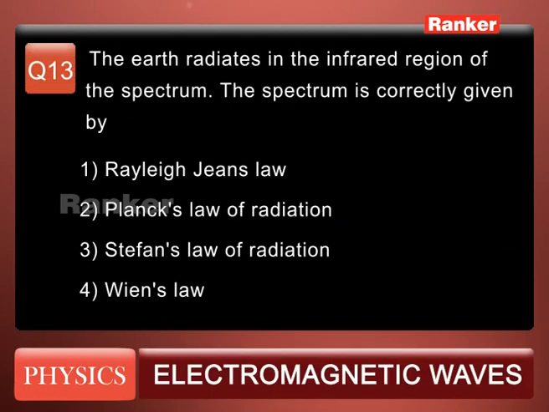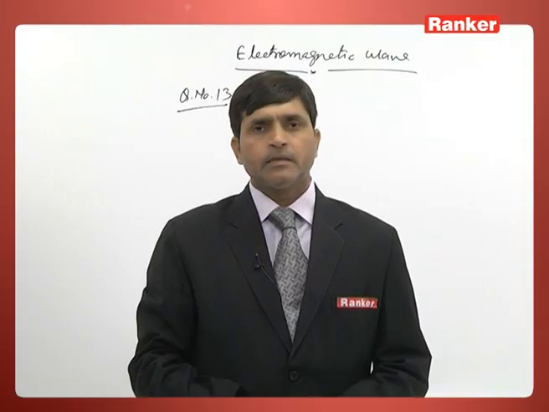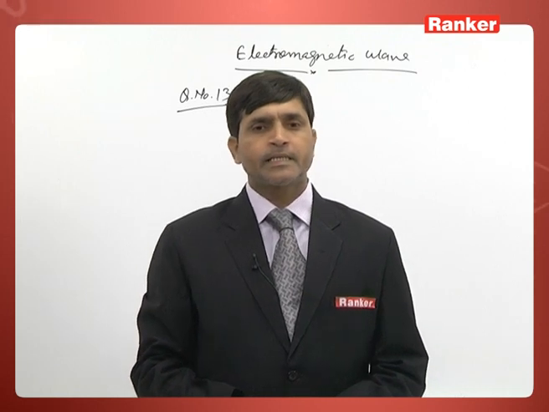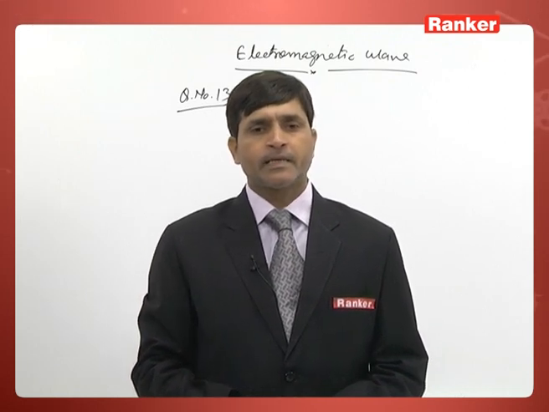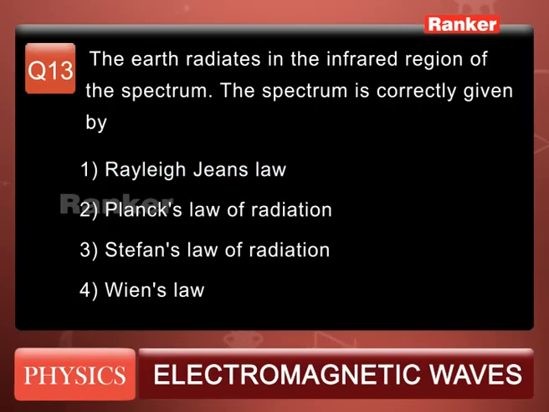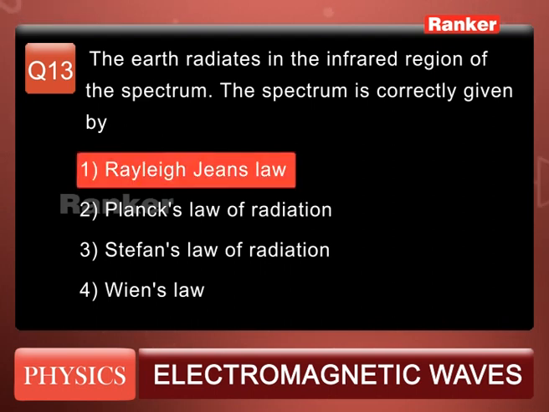Question number 13. The Earth radiates in the infrared region of the spectrum. The spectrum is correctly given by the first option Rayleigh-Jeans law, second option Planck's law of radiation, third Stefan's law of radiation, the fourth is Wien's law. So this is a direct question based on your memory. So the radiation emitted by the Earth is correctly given by Rayleigh-Jeans law. So option number 1 is the correct option. So answer 1 is the correct answer.